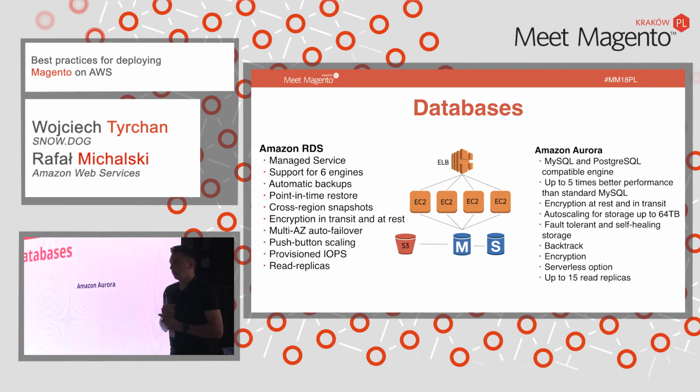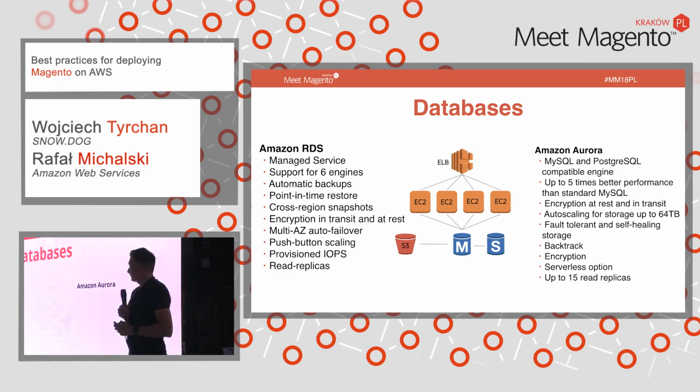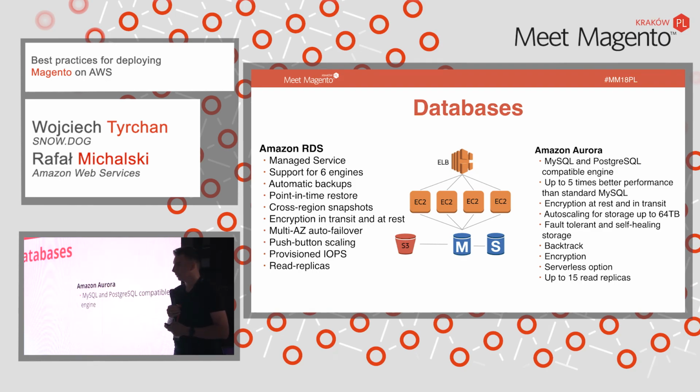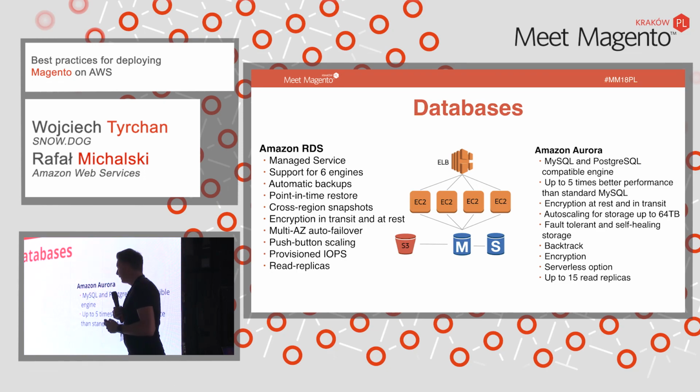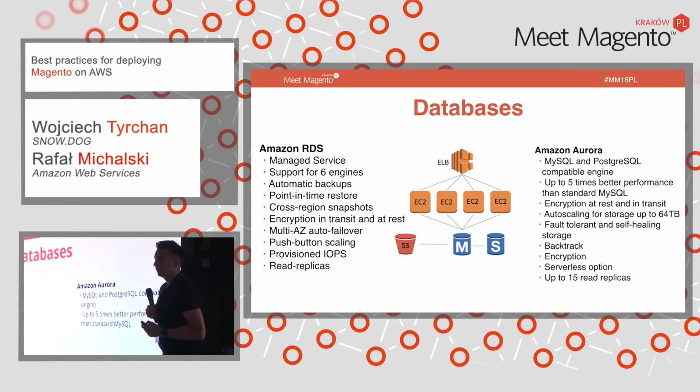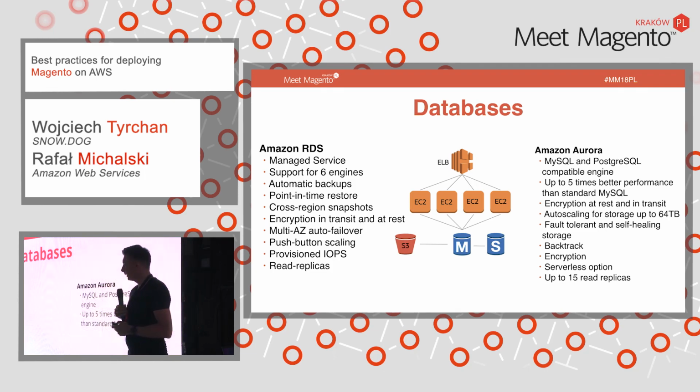Then one of the options for the RDS is Aurora. It's an Amazon database engine compatible with Postgres and MySQL. According to our benchmarks, it is 5 times better performing than MySQL and up to 3 times better performing than Postgres. It obviously supports encryption, different encryption options.